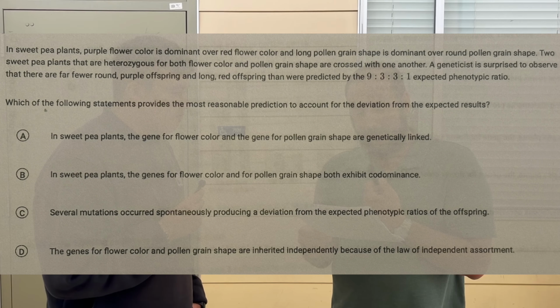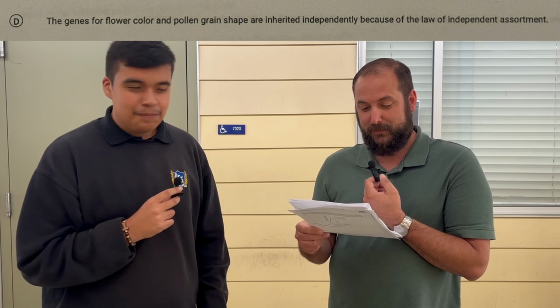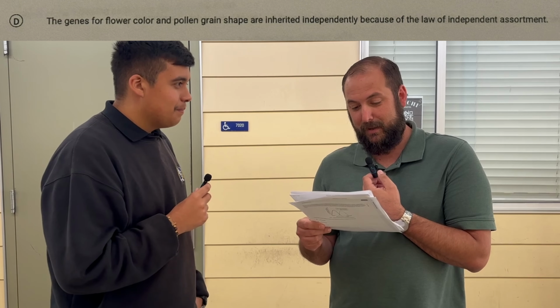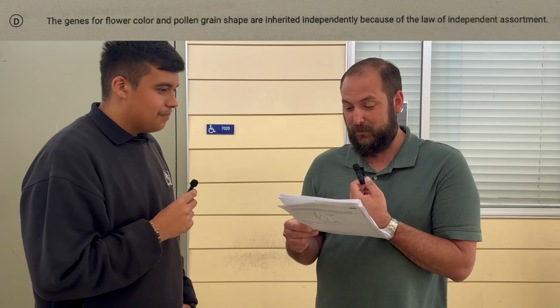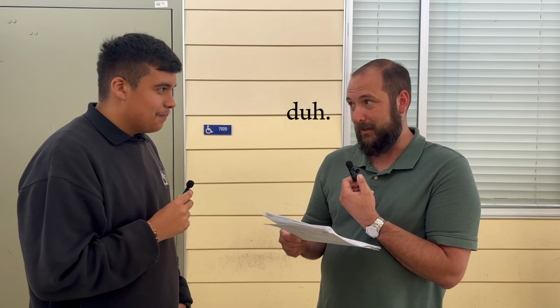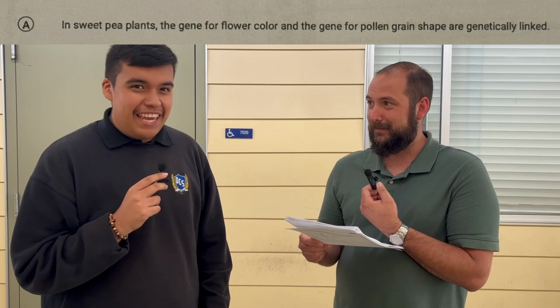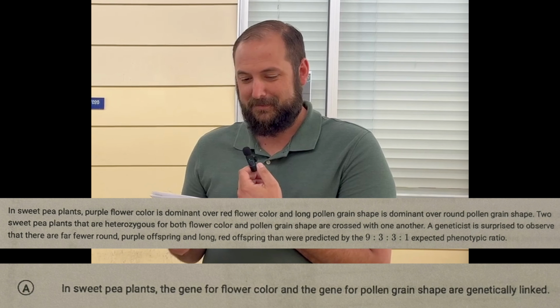Clearly, it's D. The genes for flower color and pollen grain shape are inherited independently because of the law of independent assortment. Duh. The answer is A. Like I said, were you not listening? Here, let me move it closer. The answer is A. Well, can you read out A?